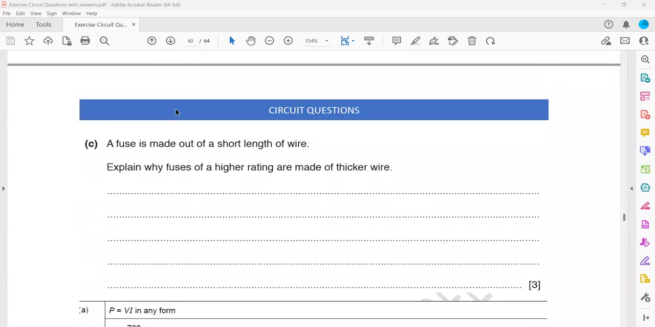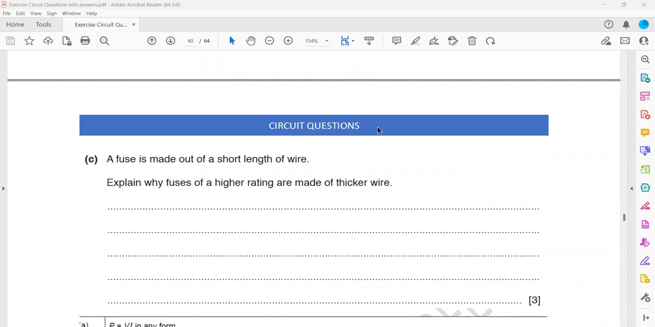Then in part C, a fuse is made out of a short length of wire. Explain why fuses of a high rating are made of thicker wires. A fuse of high rating means a fuse which allows a greater amount of current, and a fuse is made out of a short length of wire. Usually a fuse is not a very long wire; it's a short wire. But if we want a high current, for example if we want 13 ampere or 30 ampere to pass, the wire should be thick.